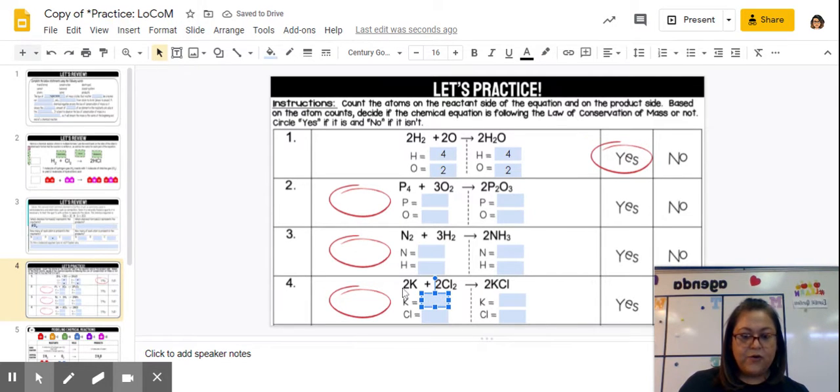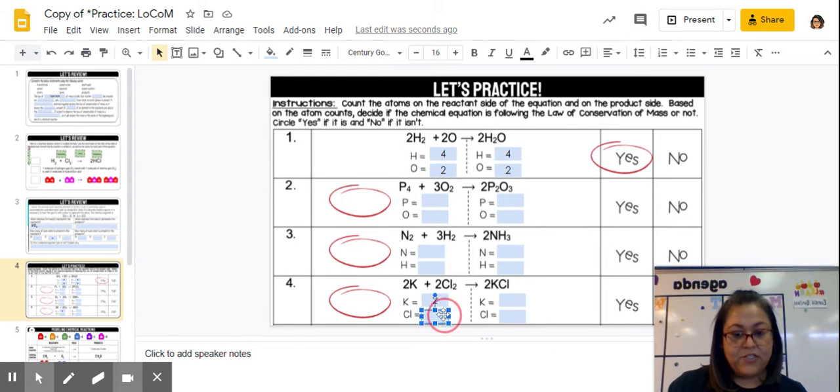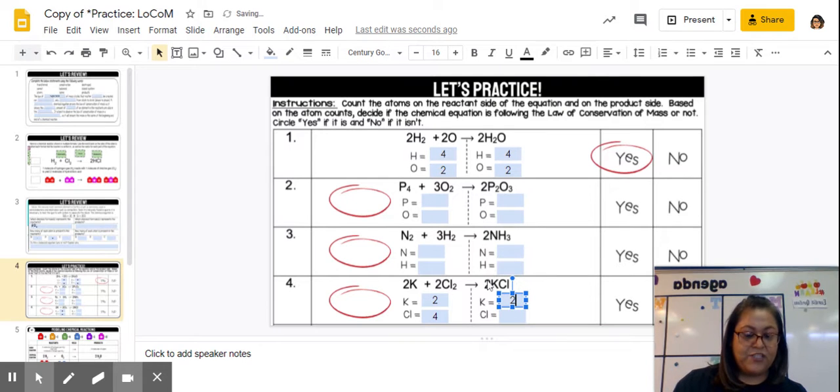Okay, so 2 potassium, that's pretty simple. 2 chlorine molecules. So it's Cl2, but it's 2 of them. So really it's 2 times 2 is 4. This 2 in front of the potassium chloride, KCl, means that I'm going to multiply that 2 times my 1 chlorine, which means I have 2 chlorine. And that 2 times my 2 potassium, excuse me.